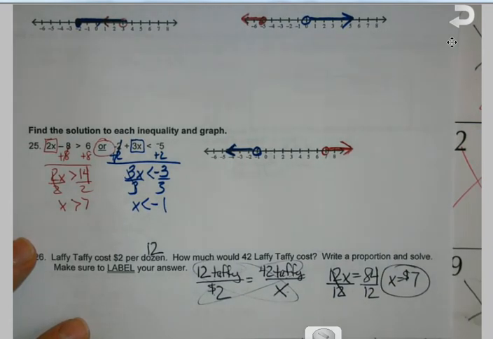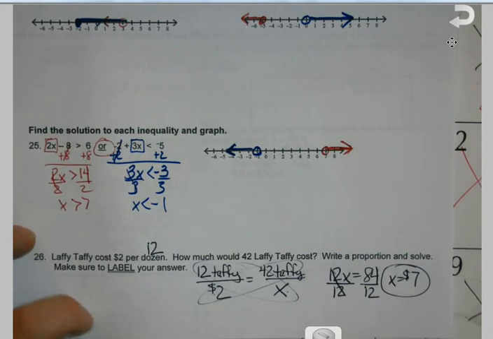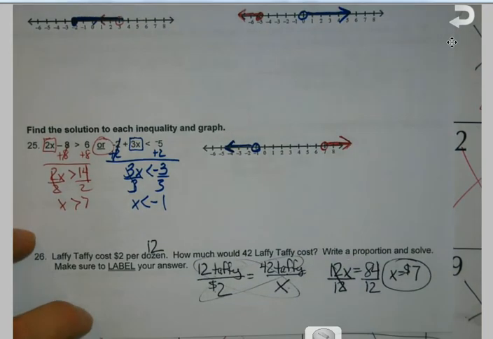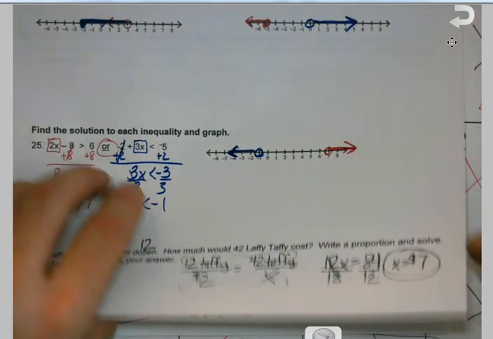But again, as long as I set up, whether it's money, taffy, cans, whatever it is, set them up across from each other and cross multiply, I'll get the right answer every time. It'll work, it'll work, it'll work. We're almost there.